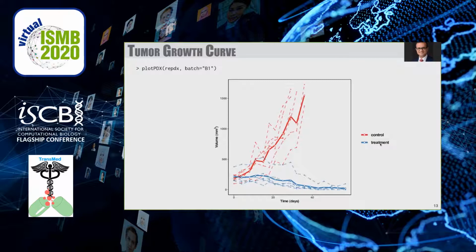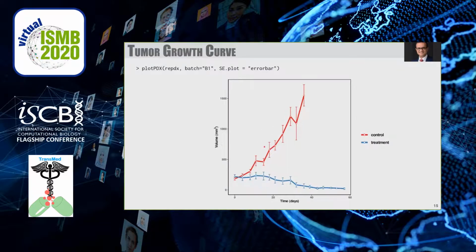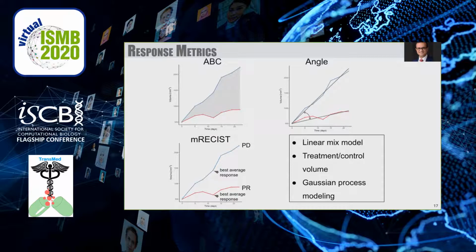For example, you can visualize the PDX growth curves. Here, each dotted line represents an individual PDX and the solid line represents their average. You can change this visualization. For example, you can do normalized PDX curves, compute the error bars and do different kinds of ribbon visualization just by simple one-line commands. Another thing we have implemented in our package is different kinds of response metrics. In the PDX field, there is still not a unified response metric that everybody is using.